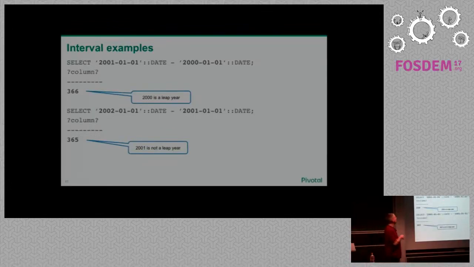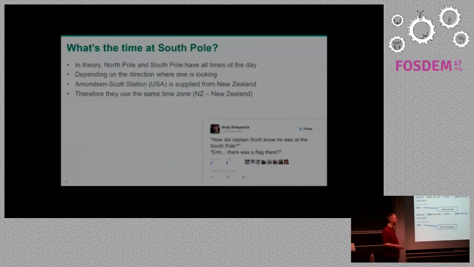Okay, we have 2001, 1st of January minus 2000, 1st of January. So I get back 366 days, which means 2000 is a leap year. Again, I use 2002, 1st of January minus 2001, 1st of January. I get back 365. So 2001 is not a leap year.